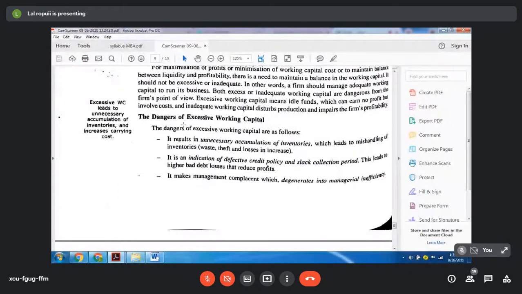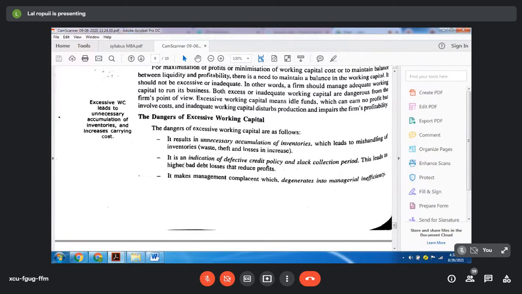The book mentions that the dangers of excessive working capital are, number one, it results in unnecessary accumulation of inventories, more than what we require. This leads to mishandling of inventories. For example, there may be some waste, there may be theft, or there may be losses in value. So we do not want excessive working capital.